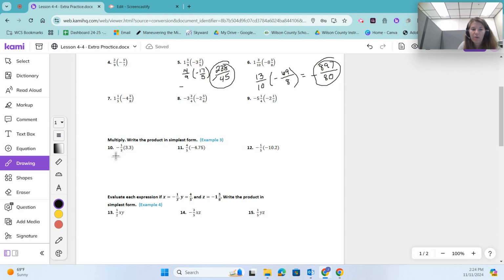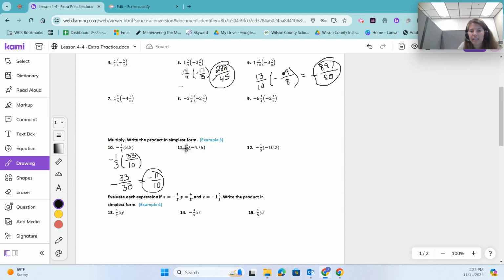Okay, so we're going to have negative 1/3 times positive 3 3/10, which is going to be 33/10. Okay, multiply across the top, multiply across the bottom. I get 33/30. And again, that is negative. And this does simplify to be negative 11/10.